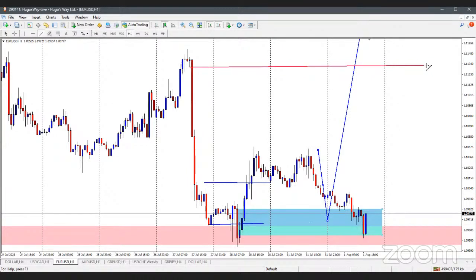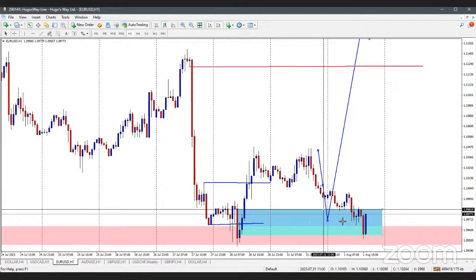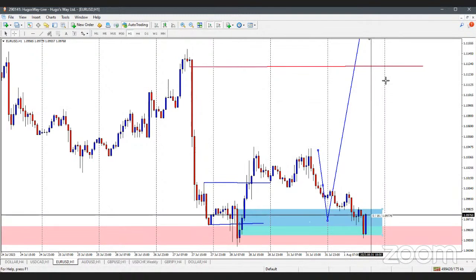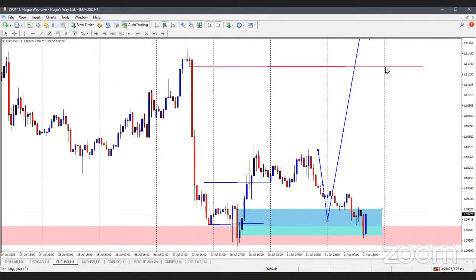So if the 3 o'clock news would like to be nice to us, we might end up pushing Euro USD long, which means that the dollar will come out a little bit weaker right now, because for Euro USD to go long, the dollar will have to be weaker than the euro from this day's point of view, and then start to push for a long here.